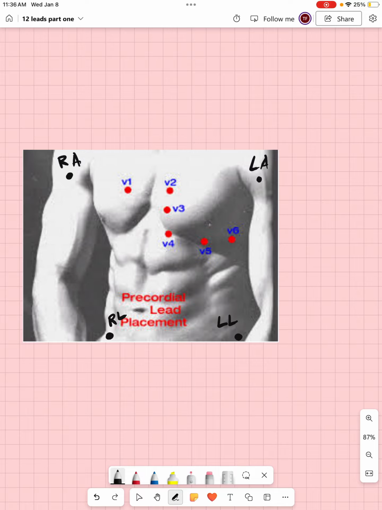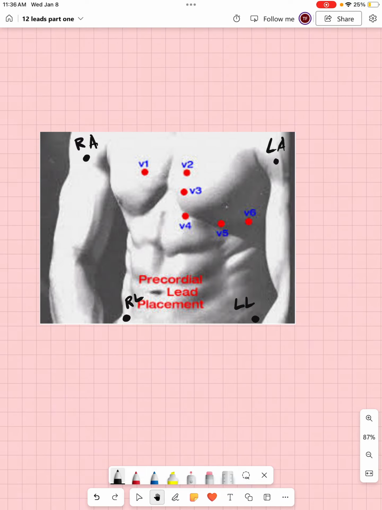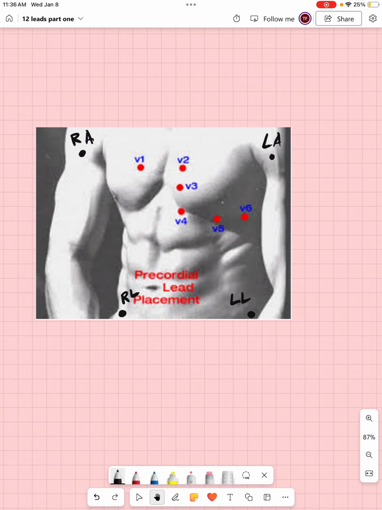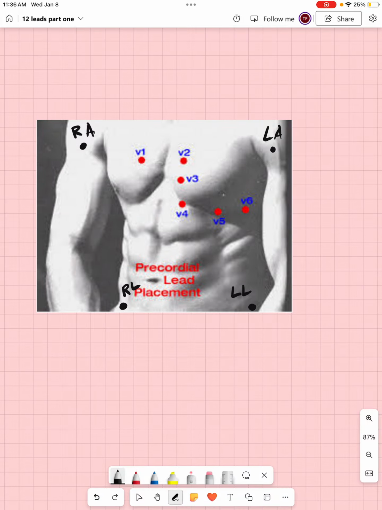Moving on, we got our V leads. V1 is going to be that fourth intercostal space just right of our sternum. V2, fourth intercostal space just left of that sternal space. I want you to skip V3 for now, and I want you to proceed to V4. V4 is going to be in the fifth intercostal space, kind of the mid-clavicular line, basically below the left nipple.